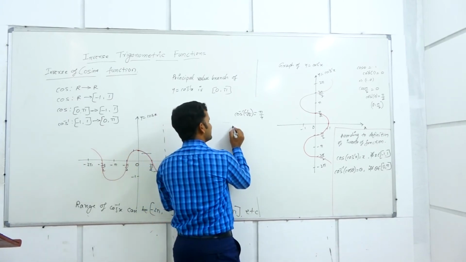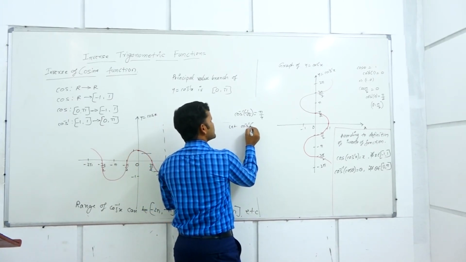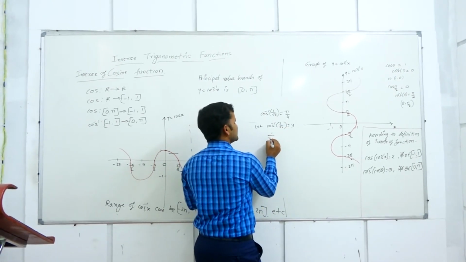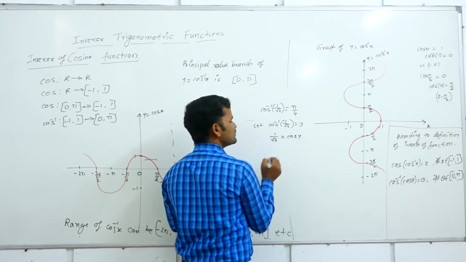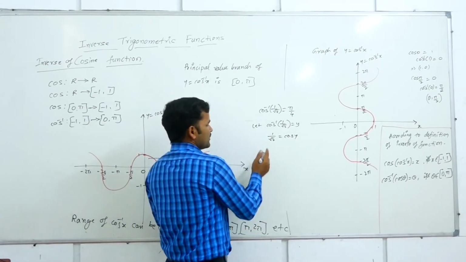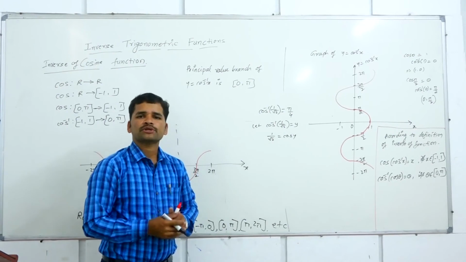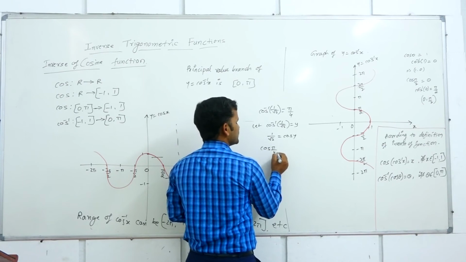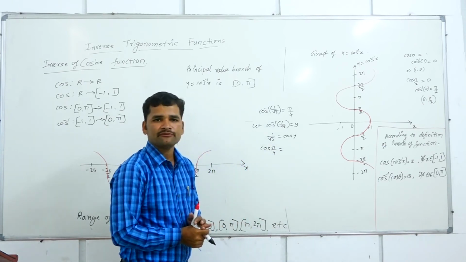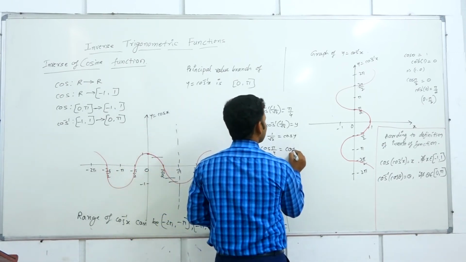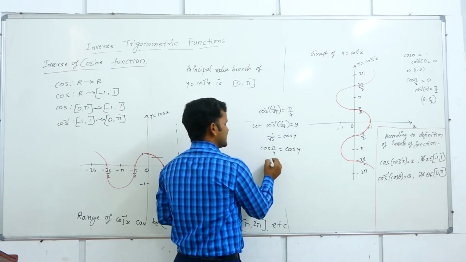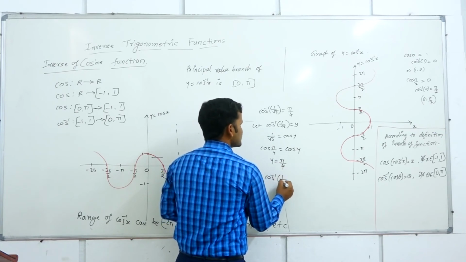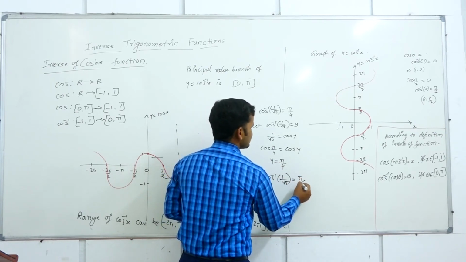Or else we can solve it like this: let cos inverse of 1 by root 2 be equal to y. This is nothing but 1 by root 2 is equal to cos y. 1 by root 2 in terms of cos we have to write. 1 by root 2 in terms of cos is nothing but cos 45 degree, cos pi by 4. Cos pi by 4 is equal to cos y. Cos gets cancelled. y is equal to pi by 4. y is nothing but cos inverse of 1 by root 2, which is equal to pi by 4.